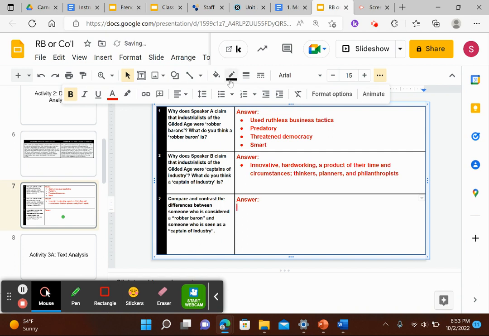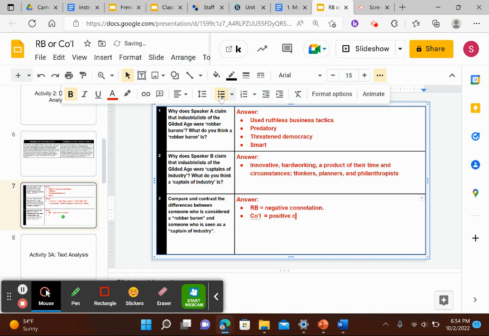So the last question says, compare and contrast the difference between someone who's considered a robber baron or someone who's seen as a captain of industry. So a robber baron is a negative connotation. Again, predatory, ruthless, taking advantage of people. And a captain of industry is positive.